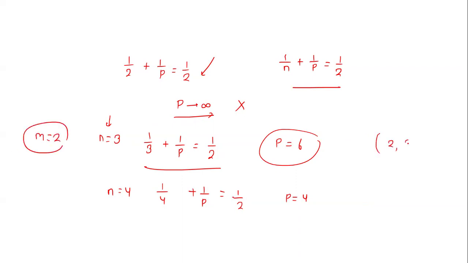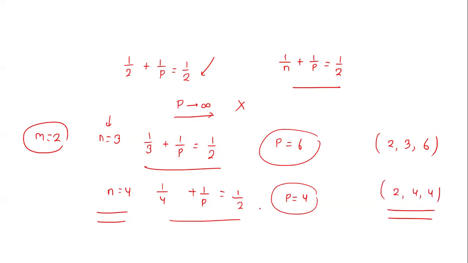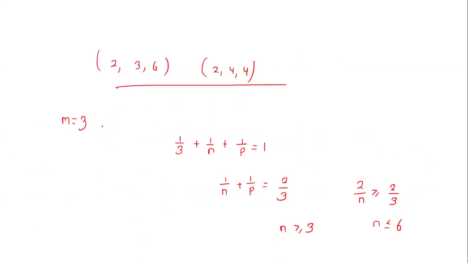So one solution I find is 2 comma 3 comma 6, and I move to n is equal to 4, then I have this equation. So from here I get p is equal to 4. So the solution is 2 comma 4 comma 4. So these two solutions I got in the m is equal to 2 case.